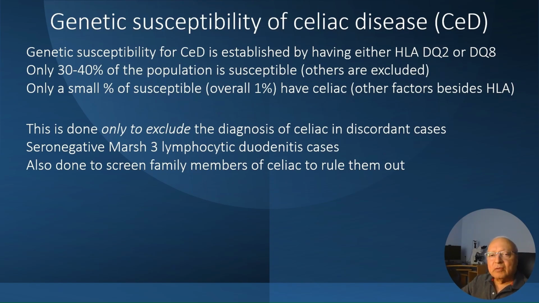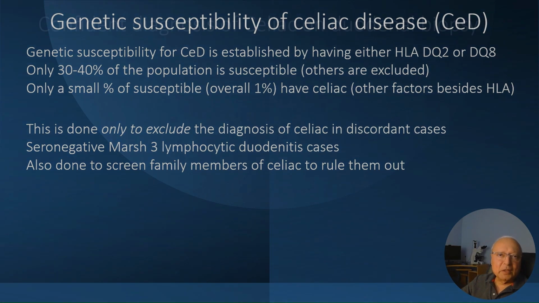This is also done in family members of patients who have celiac disease, mainly so that they are not at risk of celiac ever in their lifetime. If they do have these haplotypes, then there is a possibility that they may develop celiac disease in the future if they don't have it currently.